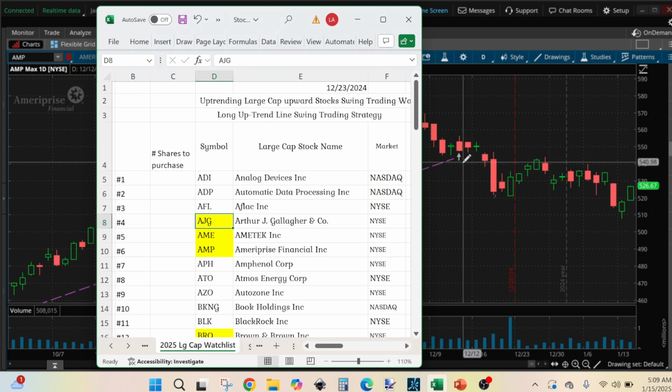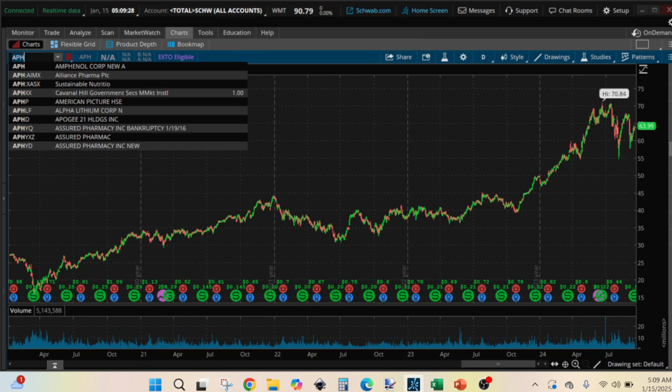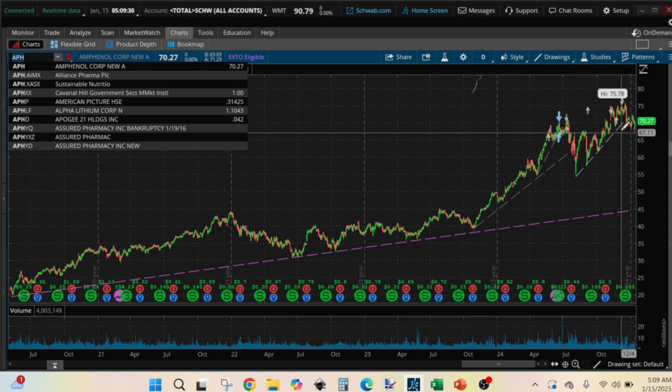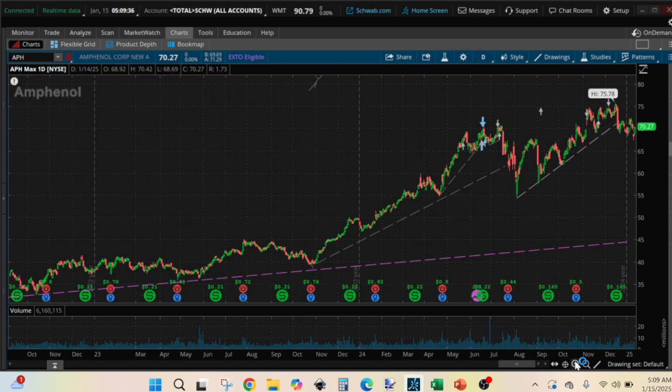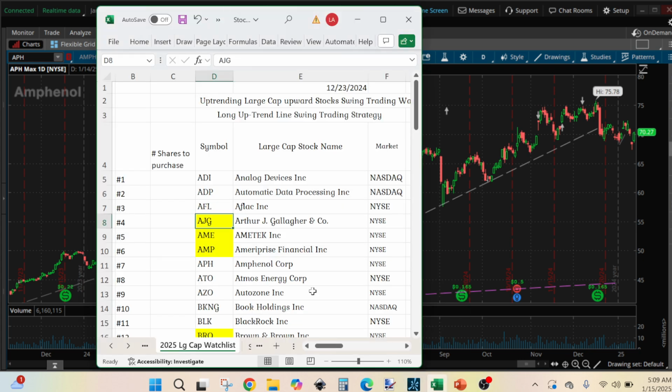APH, but I have to say that it's not too low compared to where we bought it though, but we'll just keep watching it. So APH, this trend line ended and it seems to be going down, but it's still far from the trend line we like to enter. The next one is ATO.